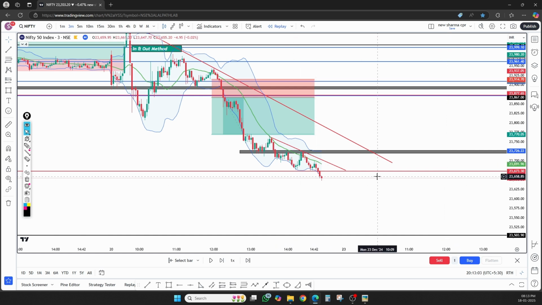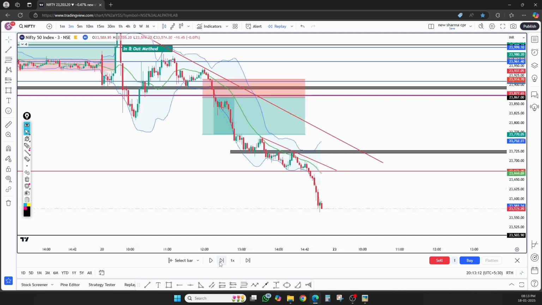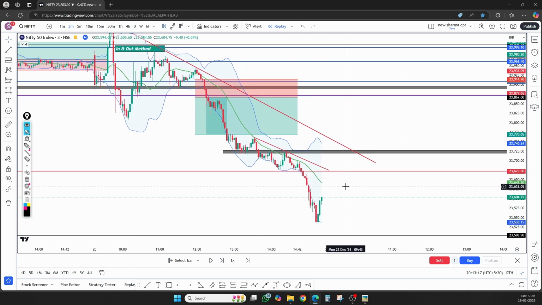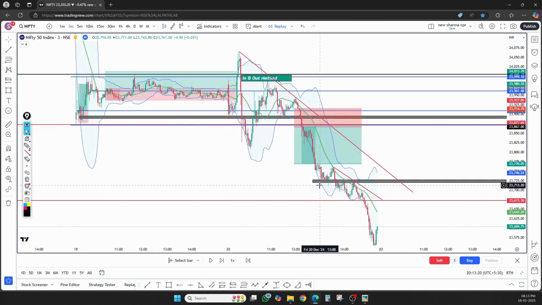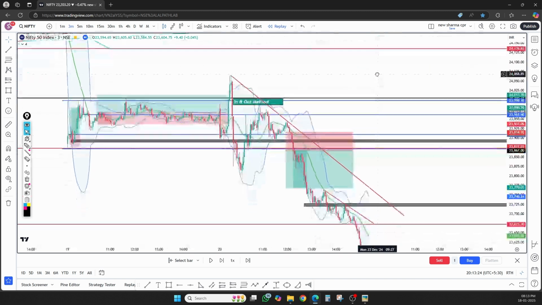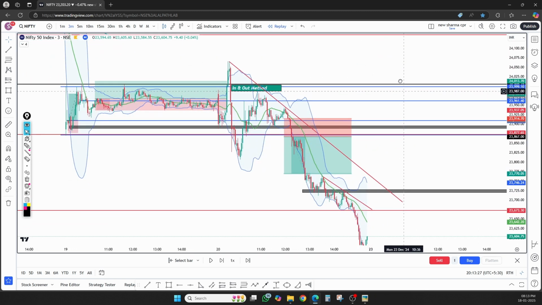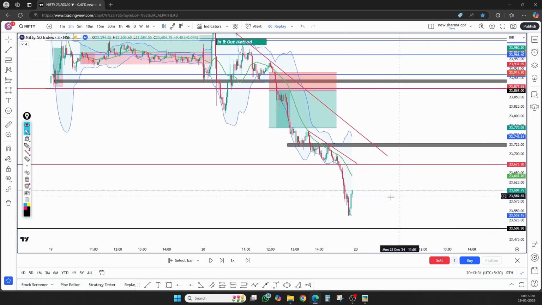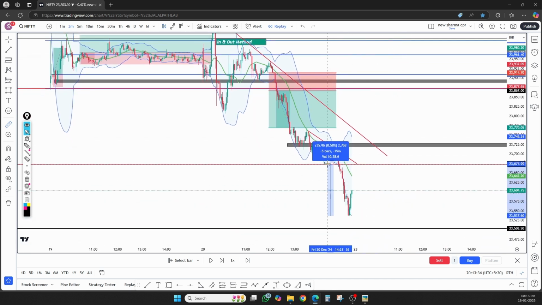Now here, after breaking this zone, it can go down, but we didn't take any trade because it's almost 3 o'clock. So it goes further down, but in a live market it's very hard to predict. After opening gap down and after falling this much, it further broke down till this level, almost 136 points plus.